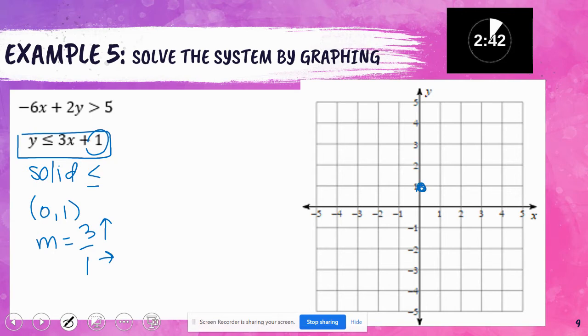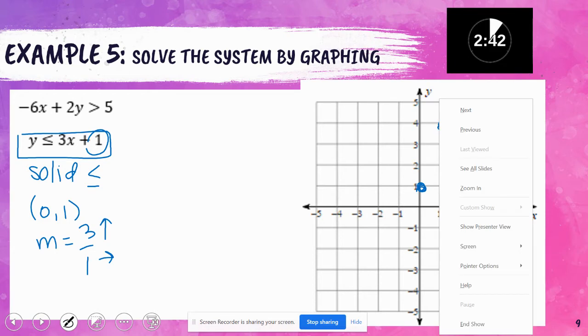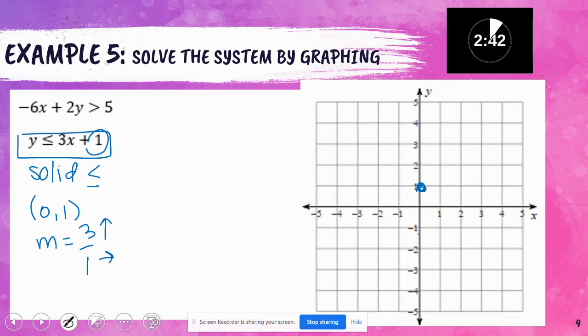And then pretend that's a solid dot. It's just on the computer, it's a little weird. Then we're going to go up 3 and to the right 1. And then down 3 and to the left 1. Up 3 and to the right 1. Don't know why that dot disappeared. And down 3 to the left 1. Remember, this is also a solid line. So do our best to make a solid line.